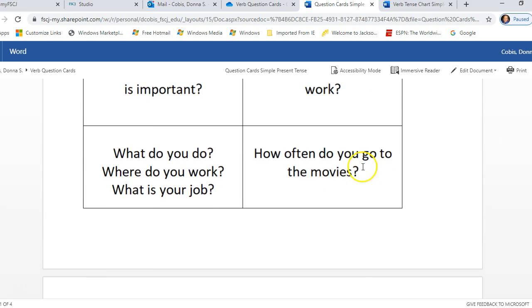Here's another. How often do you go to the movies? So this is an informal way that we ask about going to the movie theater.